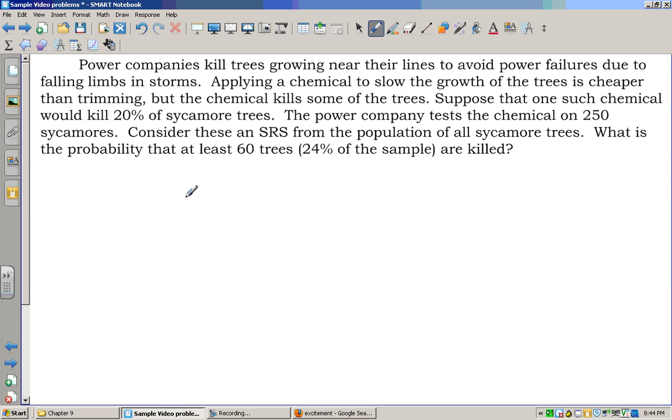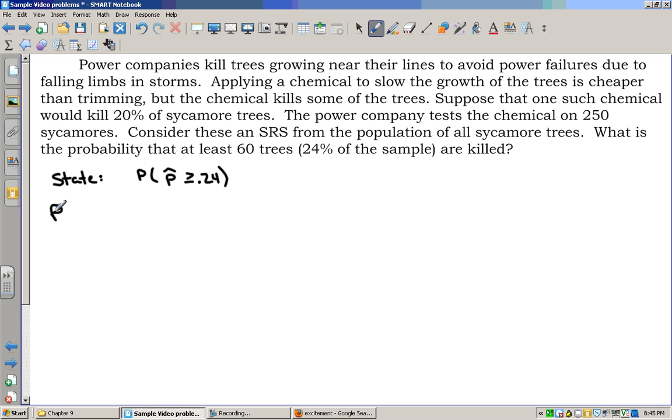Alright, so here's how we're going to start this. Remember the four-step process from class today. First, we're going to state the problem. What are we being asked to find? We're being asked to find the probability that the sample proportion is at least 60, which is 24% of the sample. So the probability that it is greater than or equal to 0.24. 24% is the smallest number it's going to kill. So that's what we're being asked to find.